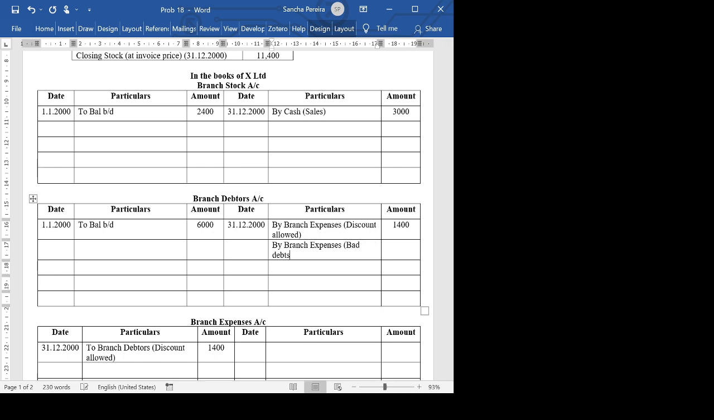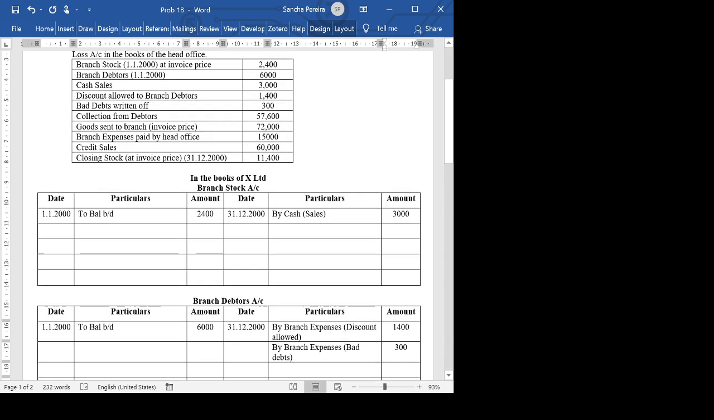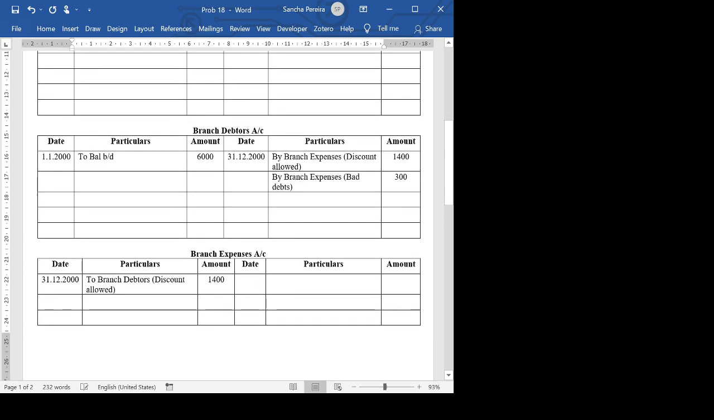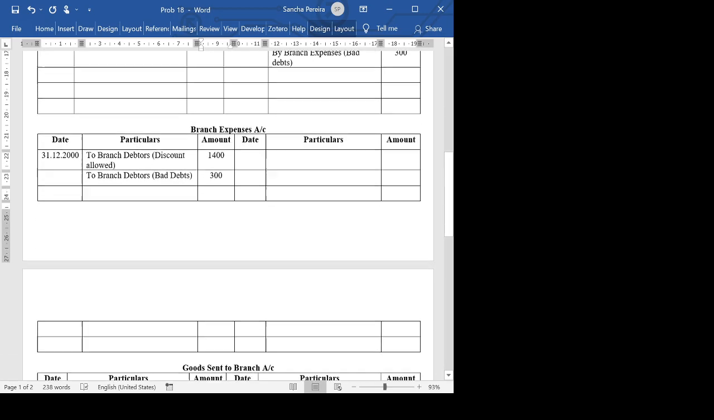Bad debts is 300. And here we have two branch debtors again. Why I write it in brackets is otherwise you won't know what it is. That's why I write it in brackets. It becomes easier to identify the expense.